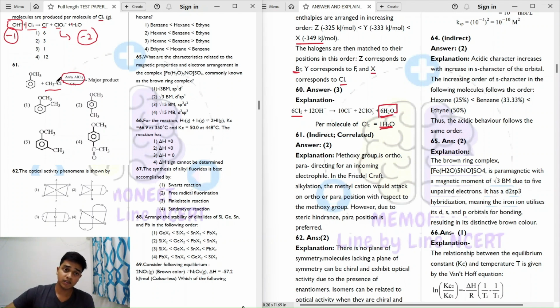So what happens is the chlorine atom in the CH3Cl molecule goes and attaches to AlCl3 to form AlCl4 minus, leaving behind an electrophile in the form of CH3 plus. Okay, so now the electrophile is going to attack the benzene ring because it is very highly electron rich, due to the methoxy group present. The methoxy group is ortho-para directing for an incoming electrophile. So the methyl cation will either attack the ortho or the para position, but due to steric hindrance at the ortho positions, the para product will be the major product. So the correct answer will be option 2.